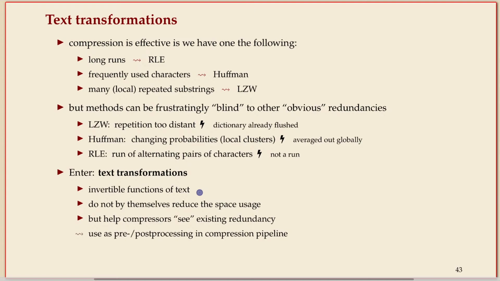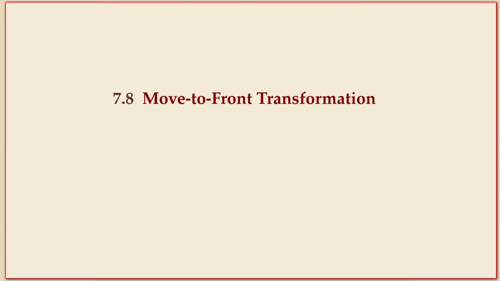They're similar to our compression methods in that they have a source text and a coded text, and you can go back and forth. You don't lose anything. But the goal for them is to not directly reduce space usage. That's why they're not called a compression method. They're just there to set the stage for one of the previous methods to pick up the redundancy that's there. And so they're used as part of a pipeline. I think this becomes much clearer with a concrete example. So let's see our first one.